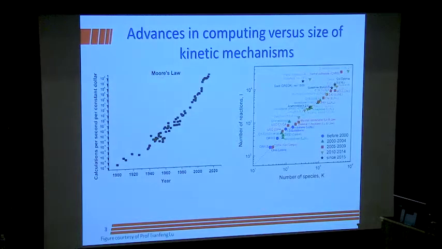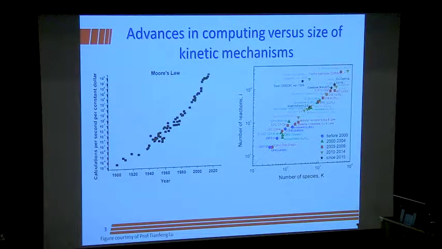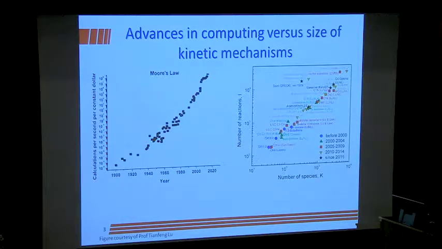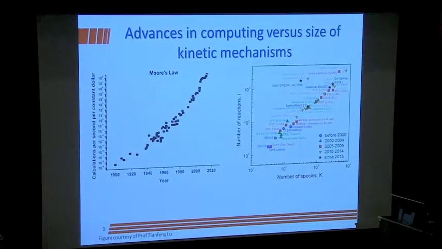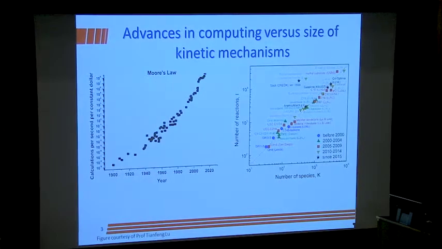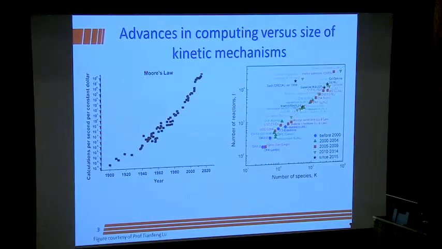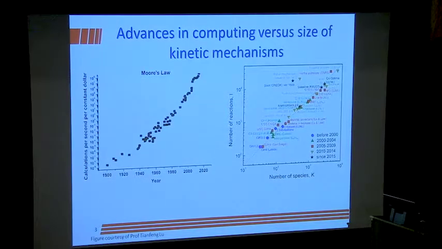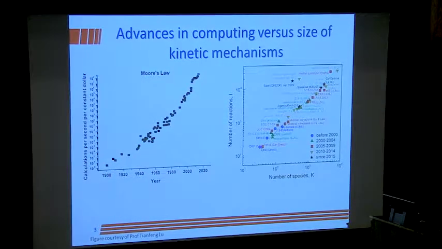Okay, this is just a figure. I got this figure courtesy of Professor Tianfeng Lu. He worked with Professor Law here at Princeton, and they published an initial version of this figure in a PECS paper, I think around 2012. It just shows you a plot of the number of reactions versus the number of species in mechanisms.